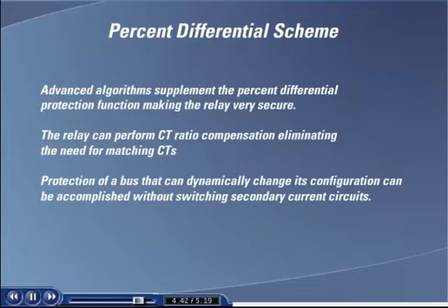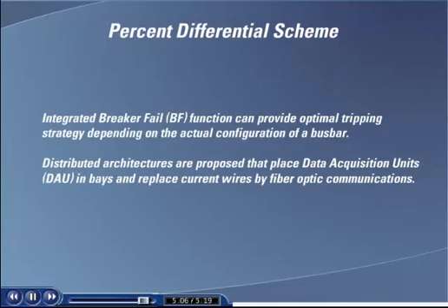This principle became really attractive with the advent of microprocessor-based relays because of the following. Advanced algorithms supplement the percent differential protection function, making the relay very secure. The relay can perform CT ratio compensation, eliminating the need for matching CTs. Protection of a bus that can dynamically change its configuration can be accomplished without switching secondary current circuits. Integrated breaker-fail function can provide optimal tripping strategy, depending on the actual configuration of a busbar. And distributed architectures are proposed that place data acquisition units in bays and replace current wires by fiber optic communications.